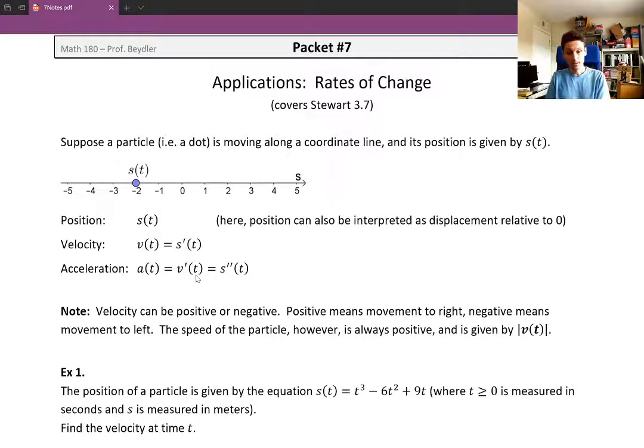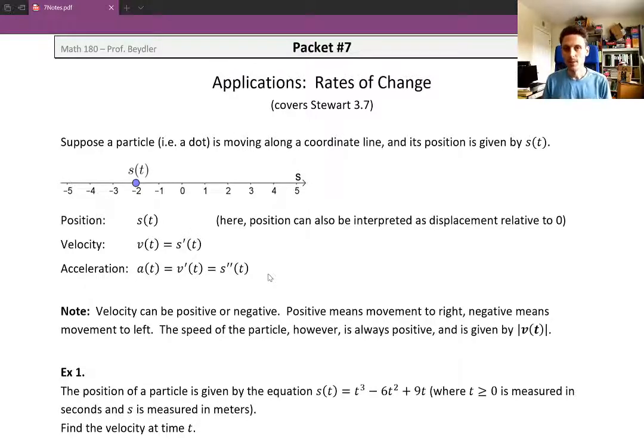To get the acceleration, you can either take the derivative of the velocity function, or you can start with the position function, take a derivative, then take another derivative, a second derivative, and you'll arrive at the acceleration function. So we can either write it as the first derivative of the velocity or the second derivative of the position function, so s double prime of t.